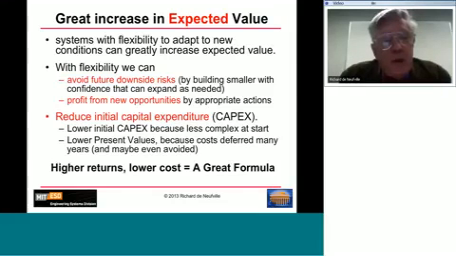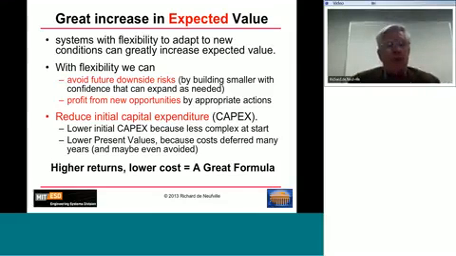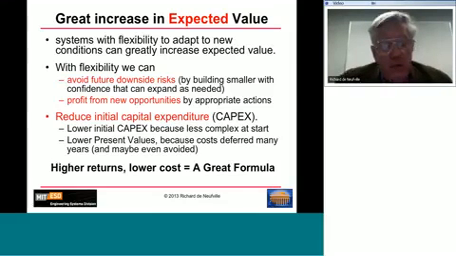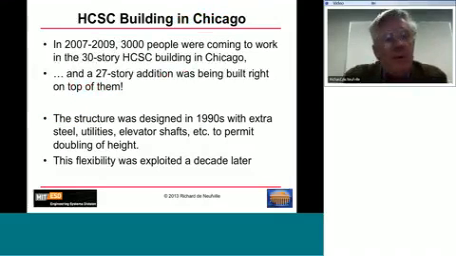And also what we typically observe is we reduce the initial capital expenditures. If we build more modestly, or less complex, at the beginning, we lower the initial costs and therefore lower the present values of future expenditures that we may have because we defer or even avoid them. So overall we're getting higher returns because we avoid the downside risks, higher returns because we profit from new opportunities on average, and we get all this at lower first cost. It's a great formula. Can't beat it with a stick. Let me give you a practical example.